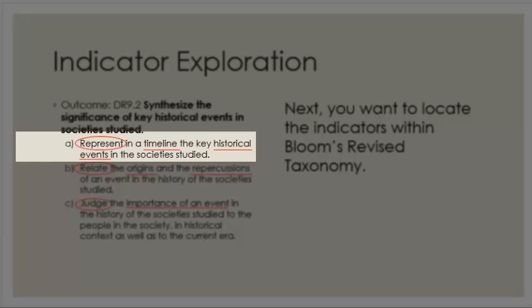Indicator A has the verb represent. In looking through the verb list found online and thinking about what a representation might look like in our class, we've decided that for our purposes, represent would fall under the apply heading.